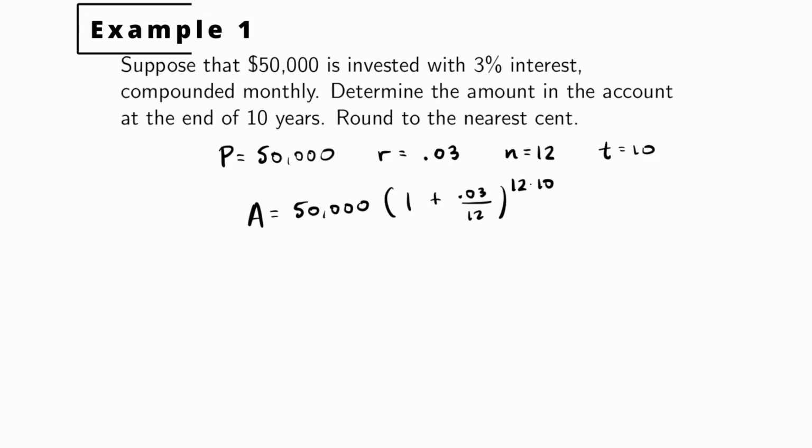If I simplify this a little bit, you're going to get 1.0025 to the 120th power. And if you work that out and round to the nearest cent, you should get $67,467.68. Very important when you're doing a real world problem and the numbers aren't pretty and you have to do some rounding, you always want to round at the end, never round in the middle of the problem.